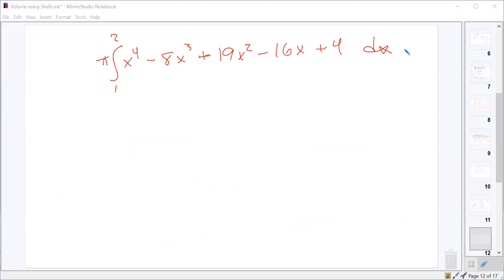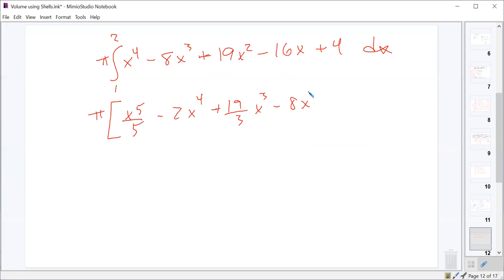Oops, this was number 6, right? Maya, are you good with that so far? Yeah. Okay. And then now we'll just integrate. So we got pi times x to the 5th over 5 minus 2x to the 4th plus 19 thirds x cubed minus 8x squared plus 4x, all from 1 to 2.